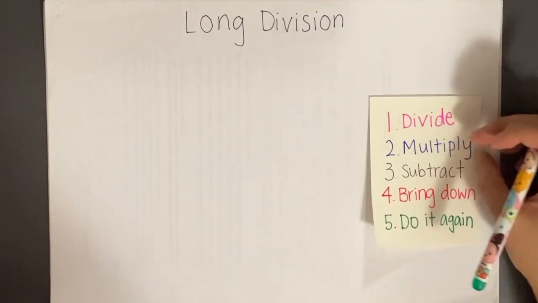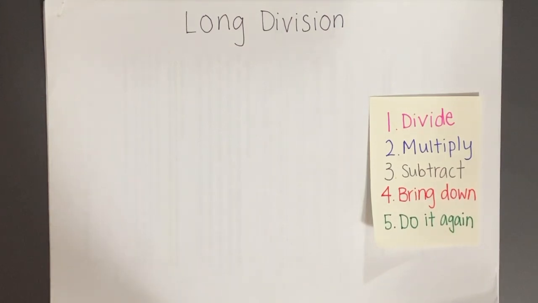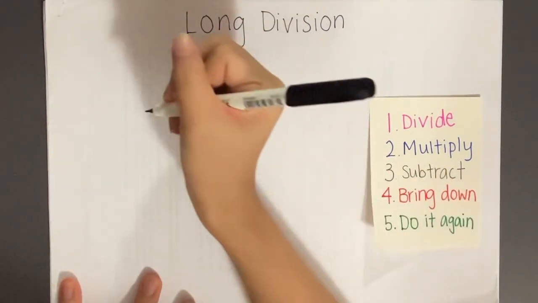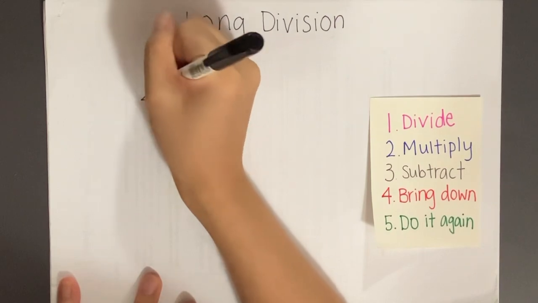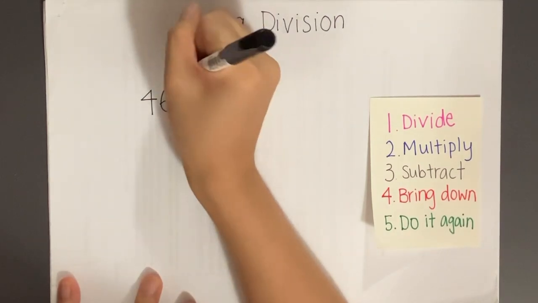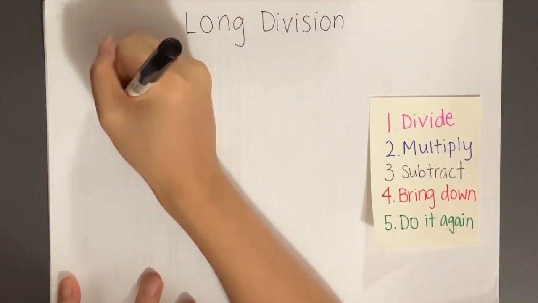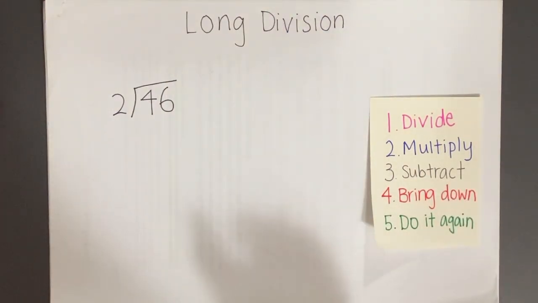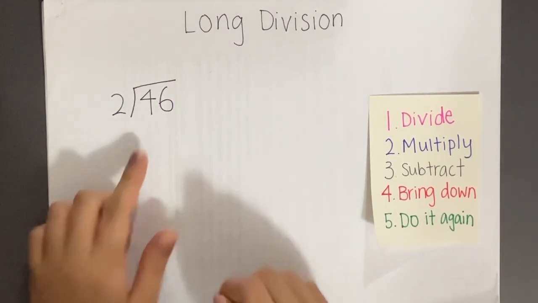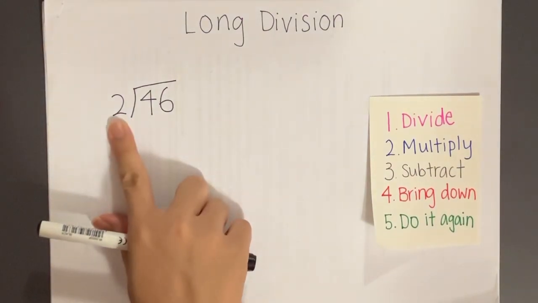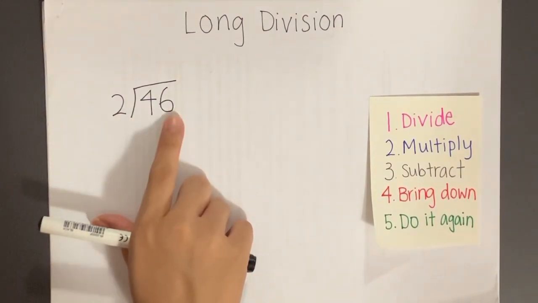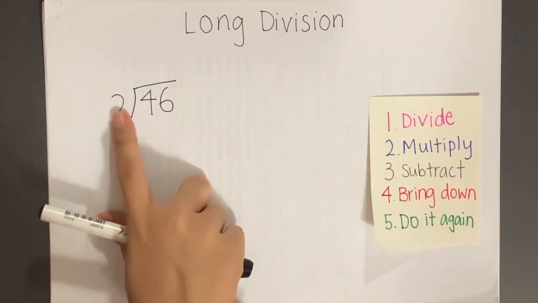So later we'll be trying out various problems for long division, and each of the problems will follow these 5 steps. Okay, so let's first start off with a very simple problem. We want to have 46 divided by 2. When we do long division, remember, we always start with the number that is the nearest first.